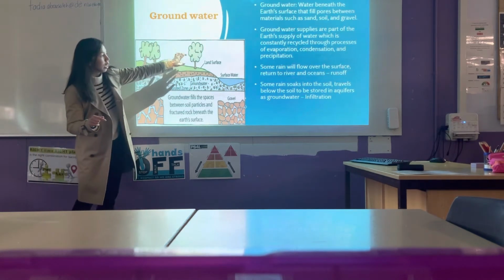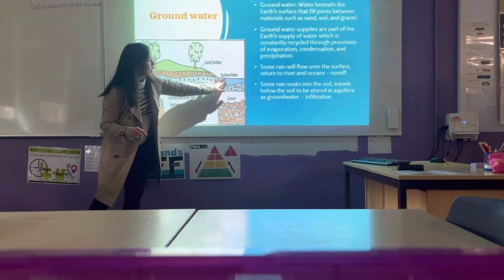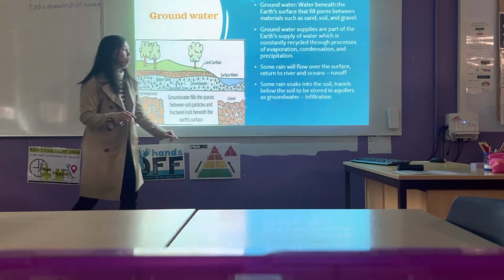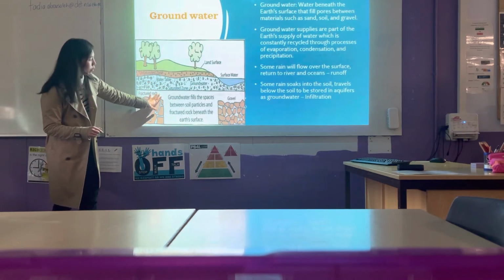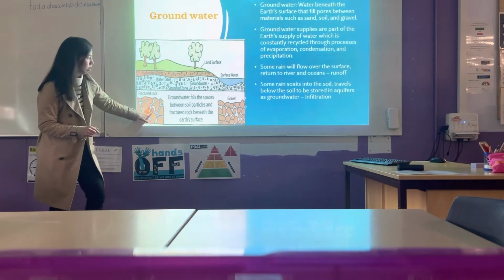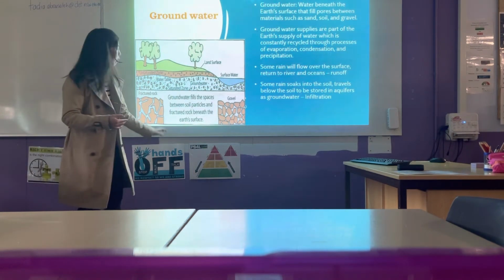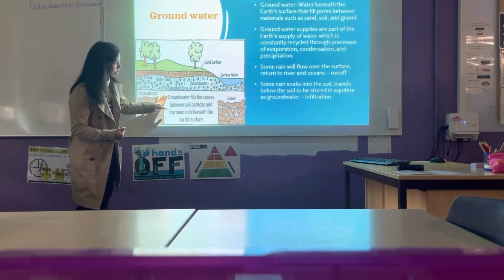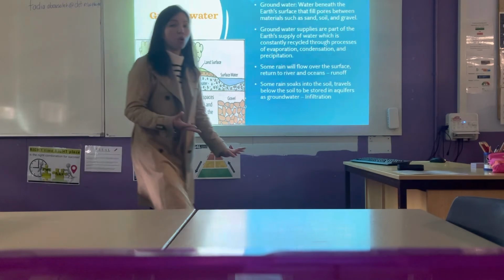Okay, so you can see here some water will flow over the surface, then return to the river as runoff, and then fill some lakes. Okay, some lakes in here. So they call this one the surface water. But some rain here actually soaks into the soils and travels below the soils and is stored in aquifers as groundwater. And this process is called infiltration, when the water infiltrates into the soils, and then is stored in aquifers. So that is called groundwater.